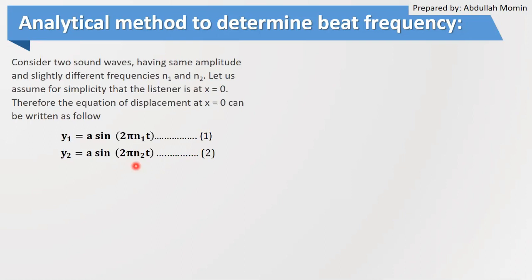Now from equation 1 and 2, we can clearly say that their amplitude is same. That means the first sound wave is having an amplitude a, the second sound wave is also amplitude a. So their amplitude is same, that is small a, but their frequency is slightly different, that is n1 is the frequency of first sound wave and n2 is the frequency of second sound wave. And when these two sound waves superimpose with each other, they will give us beat.